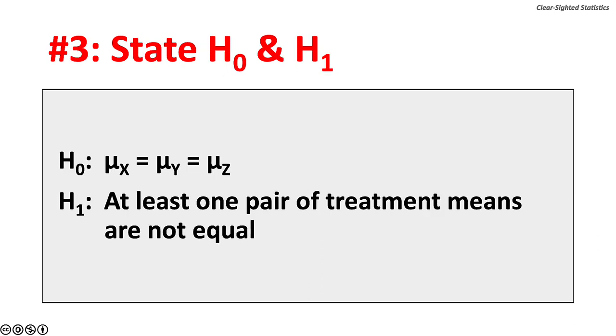Step 3, state the null and alternate hypotheses. The null hypothesis: the population mean for method X equals the population mean for method Y equals the population mean for method Z. The alternate hypothesis: at least one pair of treatment means are not equal.